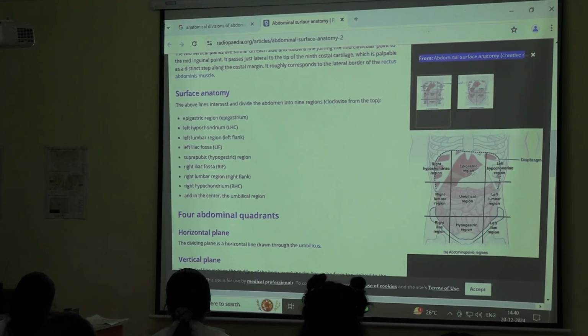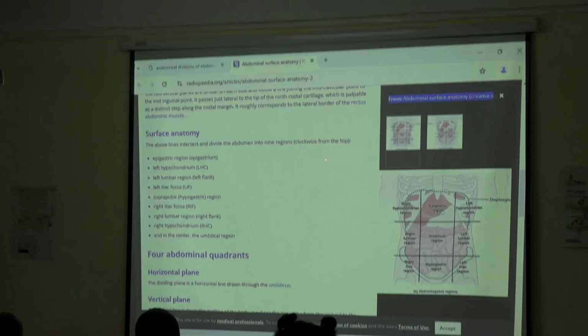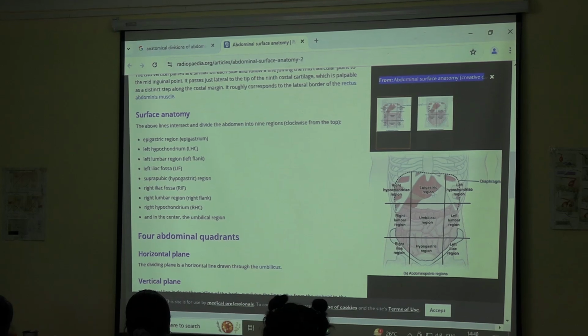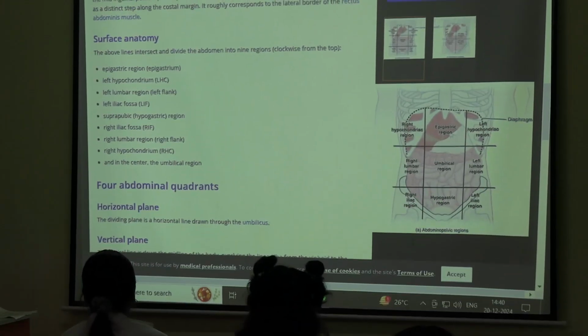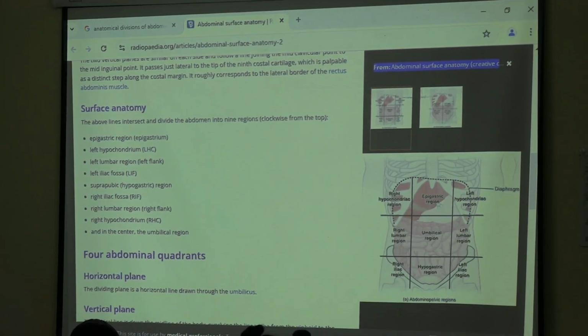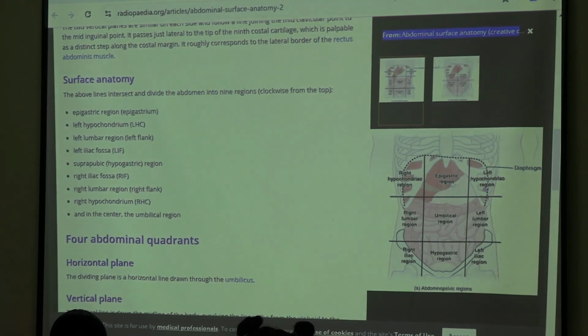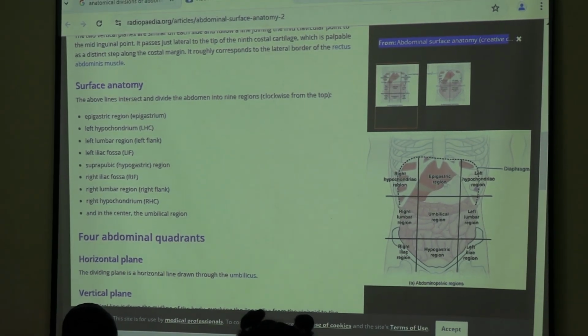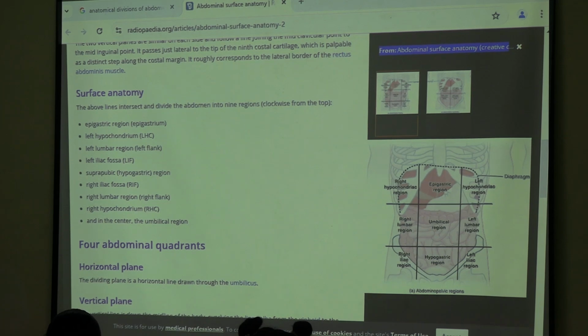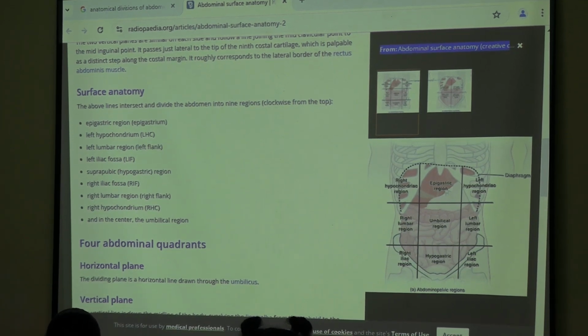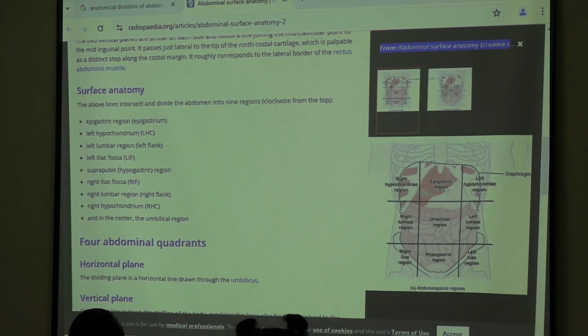This is called the transtubercular line. This transpyloric line basically passes through the pylorus of the stomach. Do you know what the parts of the stomach are? Has the stomach been covered in your anatomy? It has been covered in physiology, right? So you basically know the parts of the stomach.